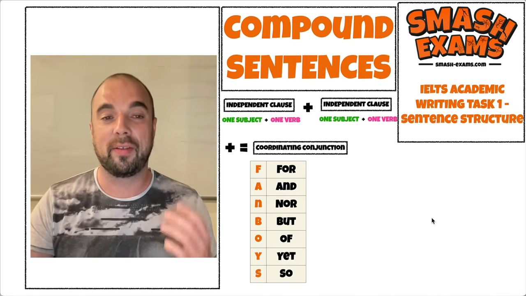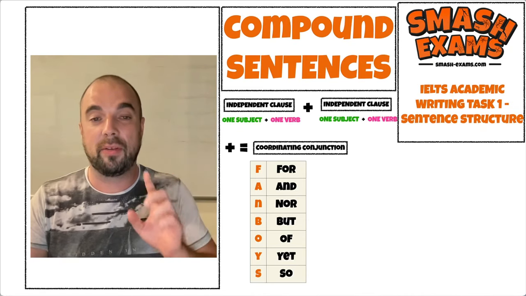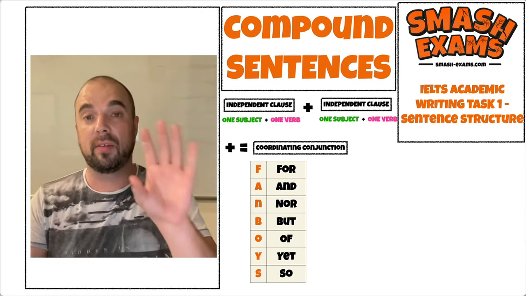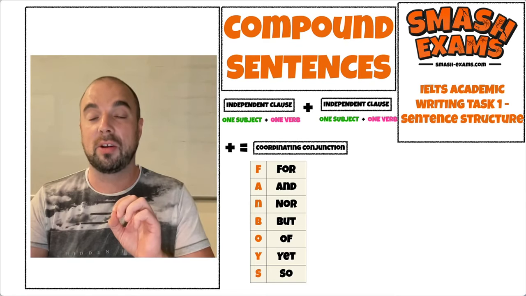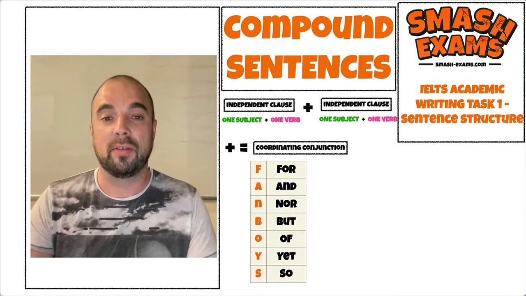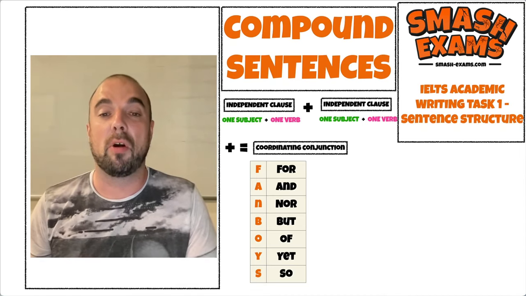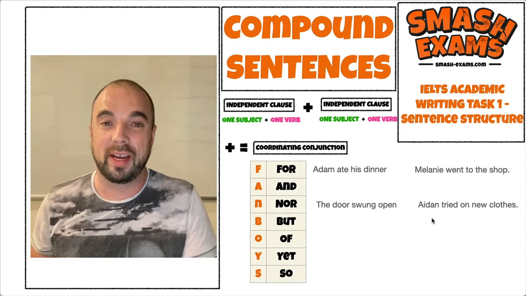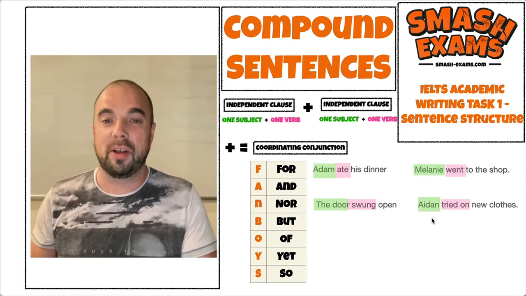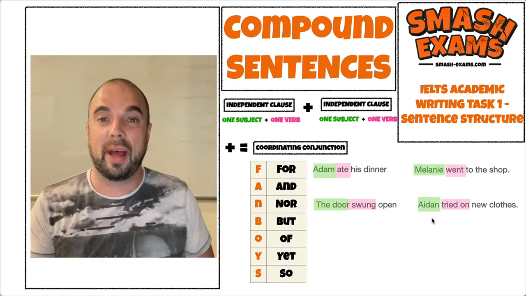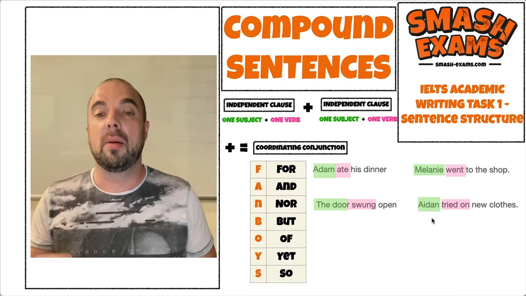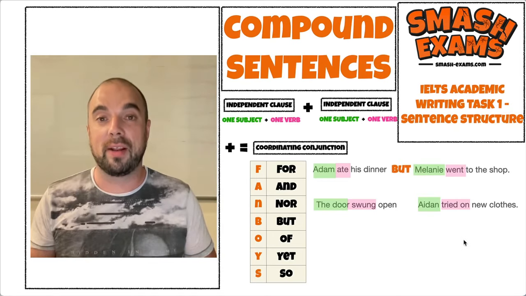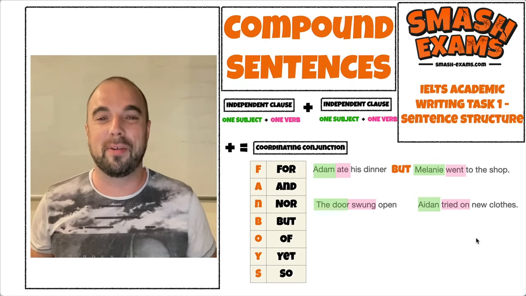So as you can see on the slides, independent clause plus coordinating conjunction plus independent clause. So basically a simple sentence, a coordinating conjunction, and another simple sentence. So here are our simple sentences from the previous slide. Now what we need to do is join them together with a coordinating conjunction. So I choose but, and it's as simple as this. Adam ate his dinner, but Melanie went to the shop. You've taken 2 simple sentences and you've made a compound sentence, thus giving your sentences variety.